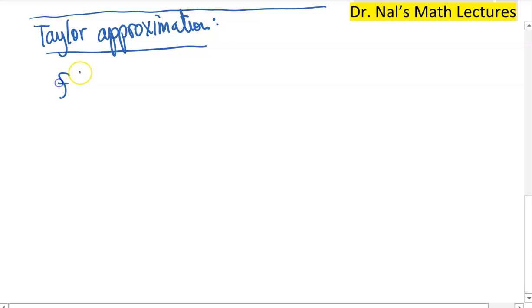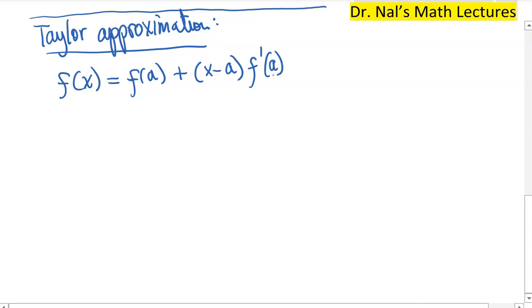So if you want to evaluate the value of your function at the point x, which turns out to be very close to a point a, which is easier to evaluate, then what you can do is the following: f of a plus x minus a times f prime of a, which is what we did so far, plus now we need to add a second term, x minus a squared, times f double prime of a, all divided by 2, or to be more precise, 2 factorial.